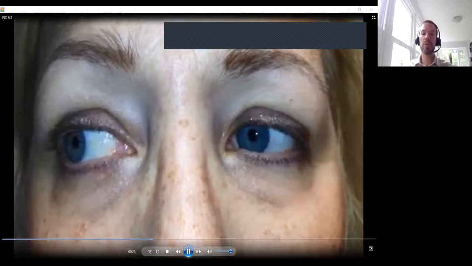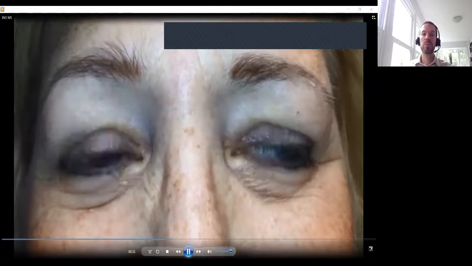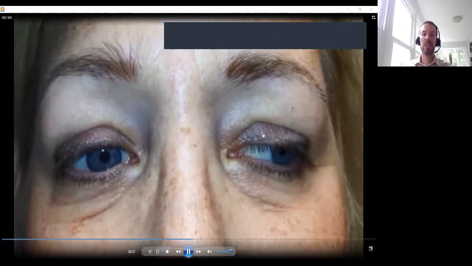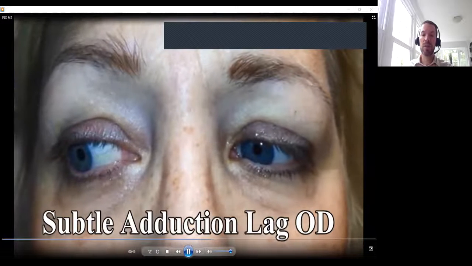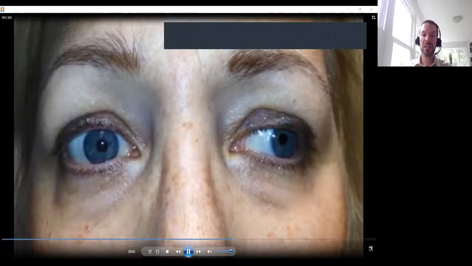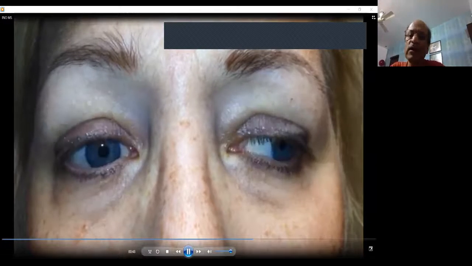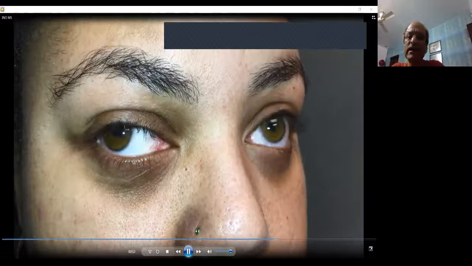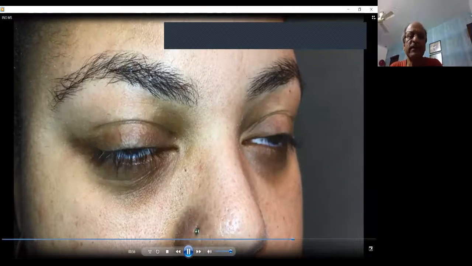diplopia. Here's another situation. Look right here. You see this just kind of floats behind a little bit. Here it is in slow motion. Slow motion makes everything easier. Do you see it float behind? Look right here. There is also a little hypermetric saccade of the left eye, the abducting eye. In the earlier video.